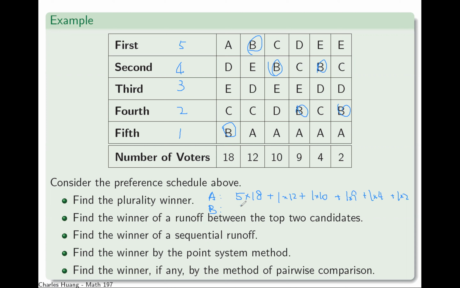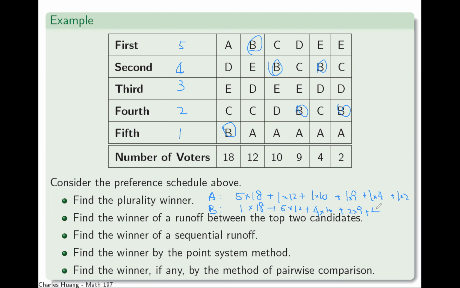So the 18 people here, they don't like B very much. They're going to give B 1 point. The 12 people, B is their first choice, so 5 times 12. The 10 people over here, they like B second, so 4 times 10. And you get the idea. We just go through each column and extract the value of points for each of these columns that our candidate gets.